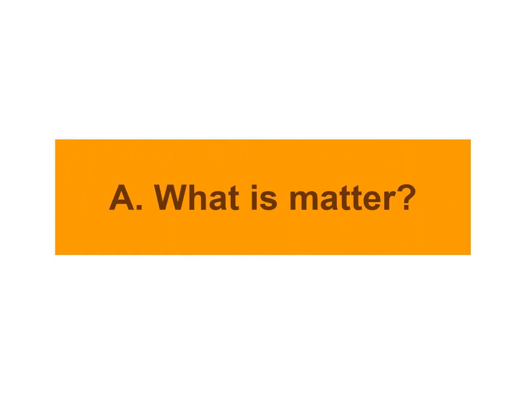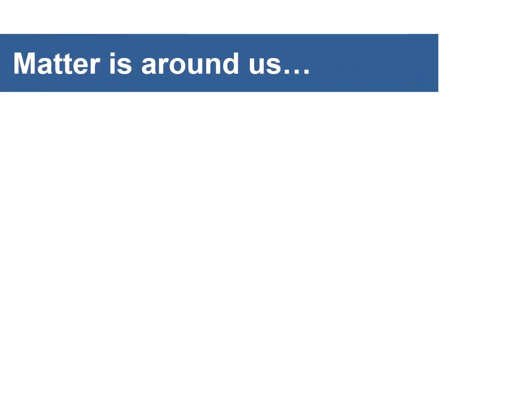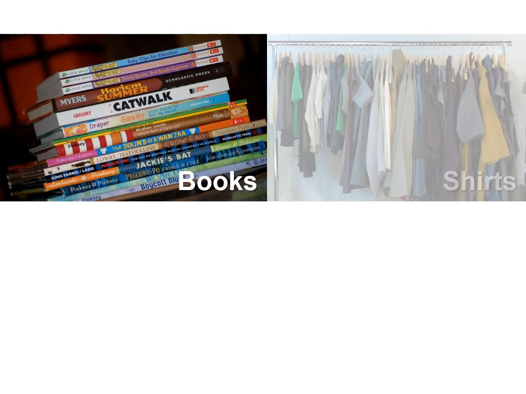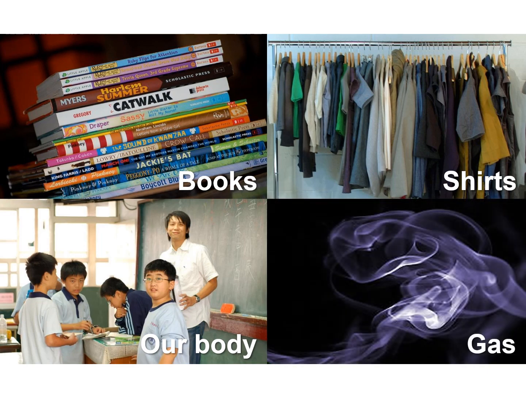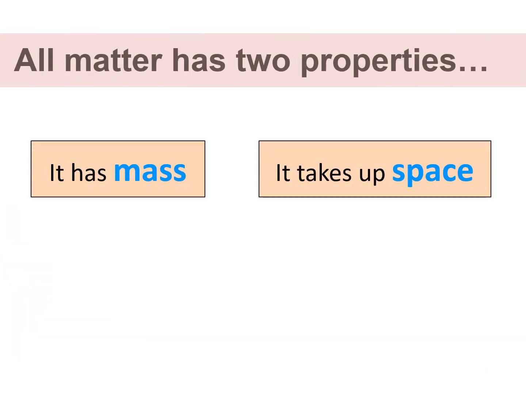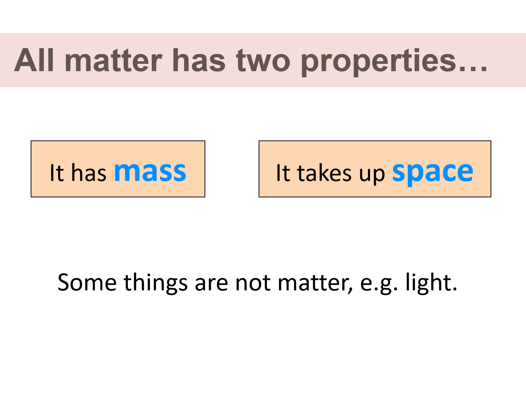What is matter? Matter, 物質. Matter is around us. Matter are things that are around us, for example, books, shells, our body, gas. All matter has two properties, 特性: it has mass or weight, and it takes up space. Some things are not matter, for example, light and sound.